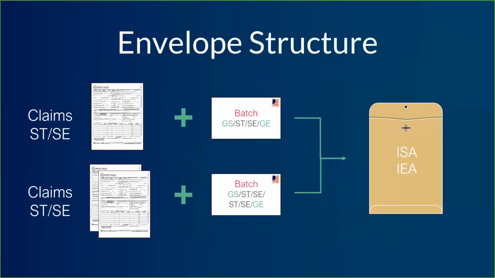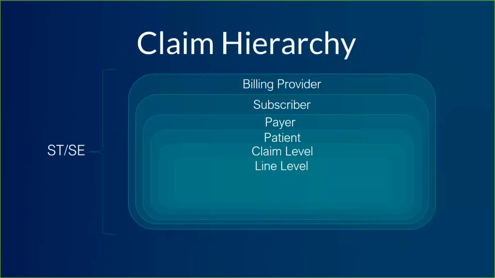So what's inside the ST to SE? Let's start digging into that a little bit. That's the payload. As you can see here, from the upper levels down to the lower levels, it takes a general progression. The upper levels are less specific, they're more identifying, and the lower levels are more specific. So we've got billing provider, subscriber, just identifying who we're talking about in the upper layers. And then we've got payer, patient, that's starting to get more specific. And then we start getting down into claim and line level detail.